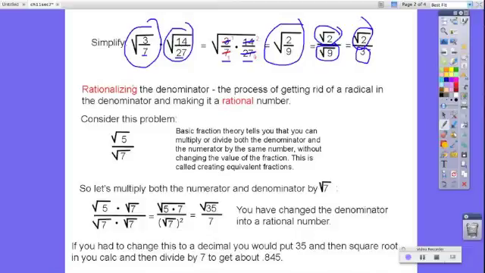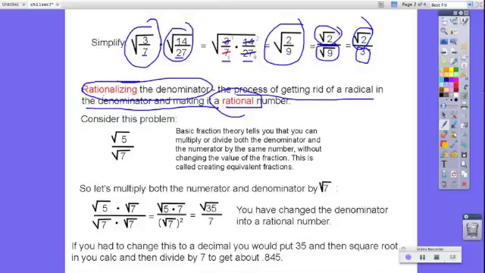Sometimes we really can't do this efficiently. So we have something called rationalizing the denominator. It's the process of getting rid of a radical in the denominator and making it a rational number. That's why we call it rationalizing. Notice in this problem here we have an irrational number in the denominator. We do not want an irrational number there. We want a rational number in the denominator.